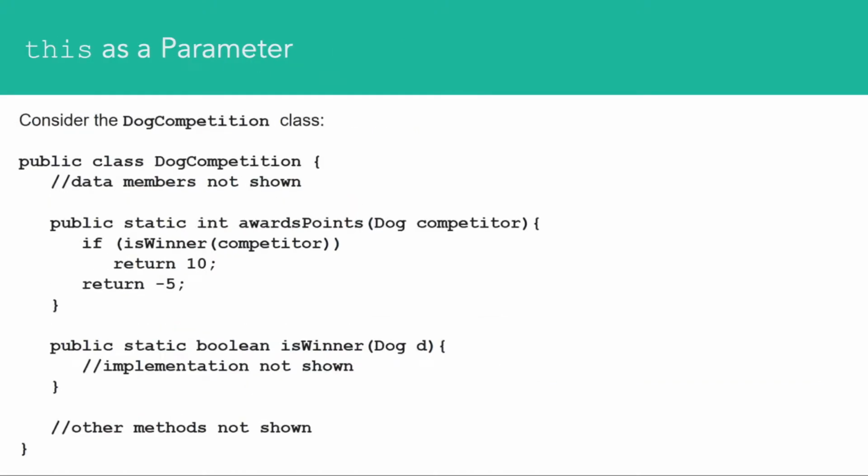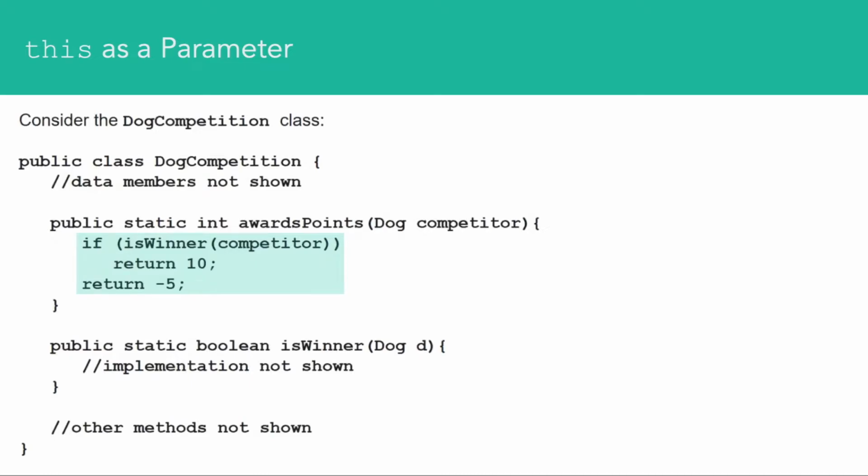Consider the DogCompetition class. It has static methods. They each take in Dog object parameters. Notice that the method awardPoints calls the other method isWinner, passing the object competitor as its parameter. At this point, your computer will run the method isWinner. The method isWinner is used to determine whether that Dog object is a winner. The answer from the isWinner method will be returned to the method awardPoints.